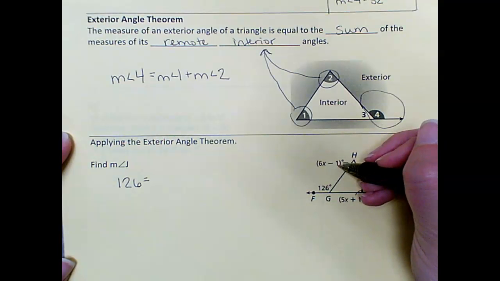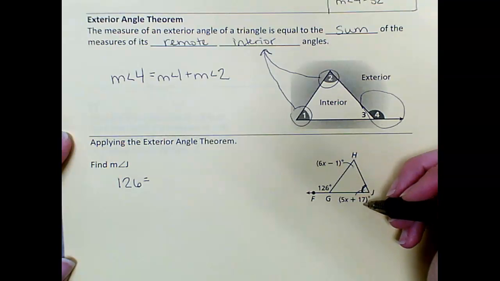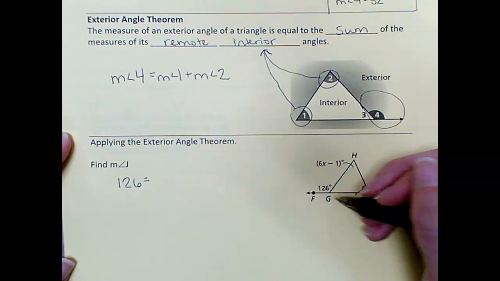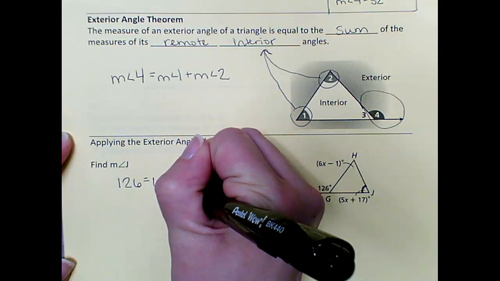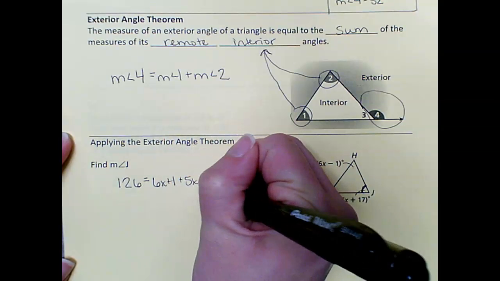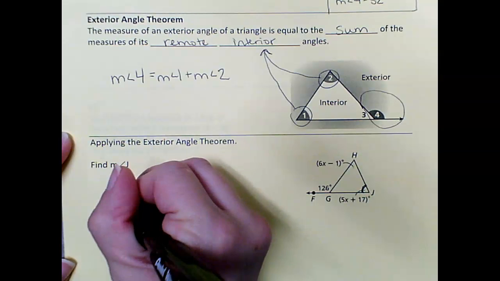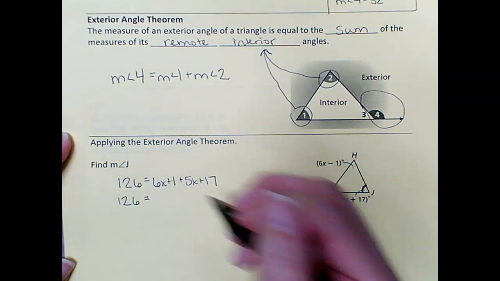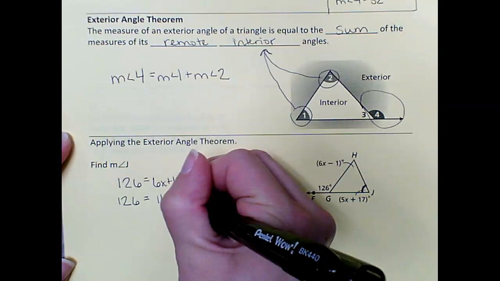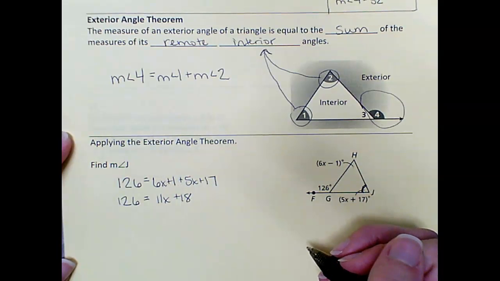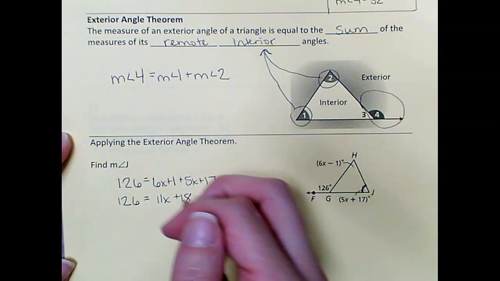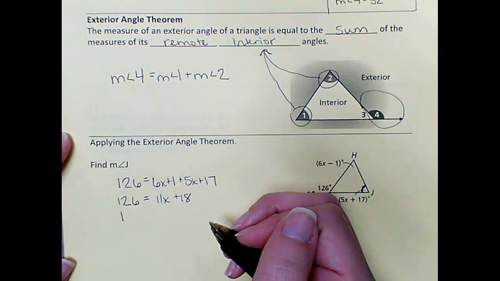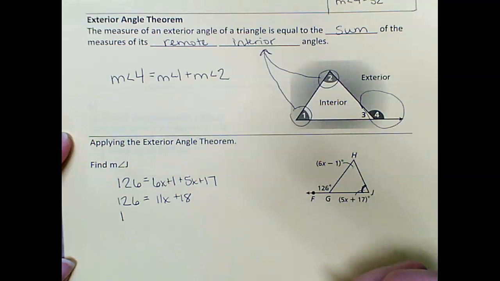So if I add 6x plus 1 and 5x plus 17, I should be able to set it equal to 126 degrees. So 6x plus 1 plus 5x plus 17. If I add together my like terms, that's 11x plus 18. If I subtract my constant of 18, then I end up with 1, what is that, 1... Oh, wait a second. What did I do wrong?